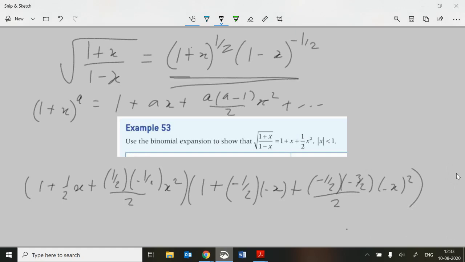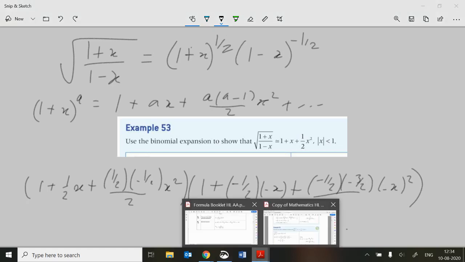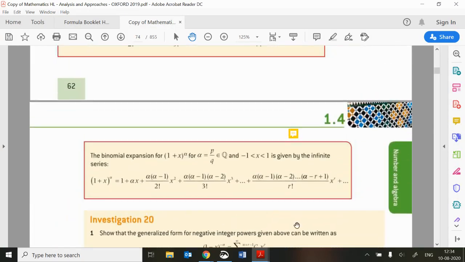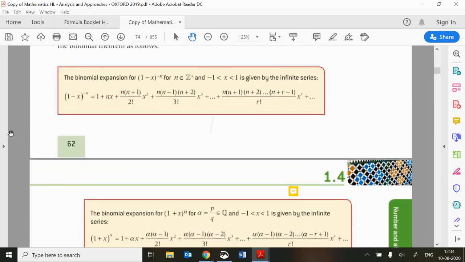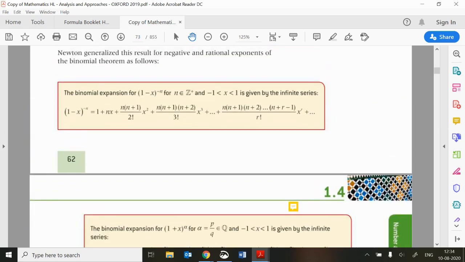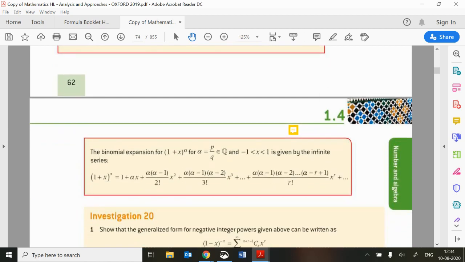So this was where we got to before. This was 1 plus x to the power of a half and 1 minus x to the power of minus a half. Now, notice that we have two rational numbers here. And what I forgot to mention from before is that the binomial expansion extension started with negative integers to the power of minus n there, and then it went on to rational numbers. Now, rational numbers can be positive or negative. So this includes rational negative numbers when you get to this second binomial expansion here.